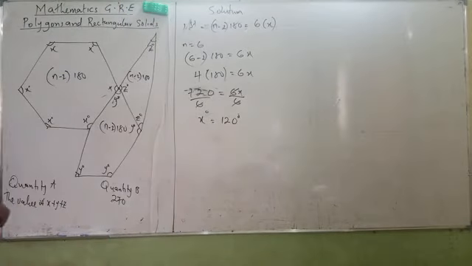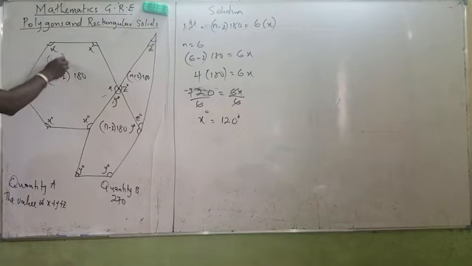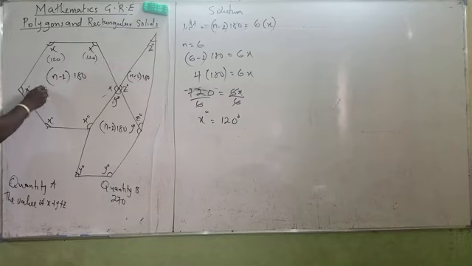Now, my x equals 120. Since x equals 120, it means every angle here is 120, 120, 120, and 120. My x is equal to 120.